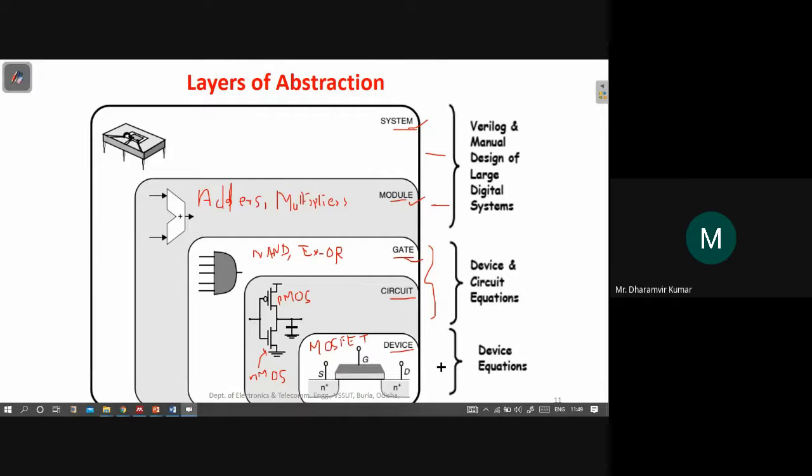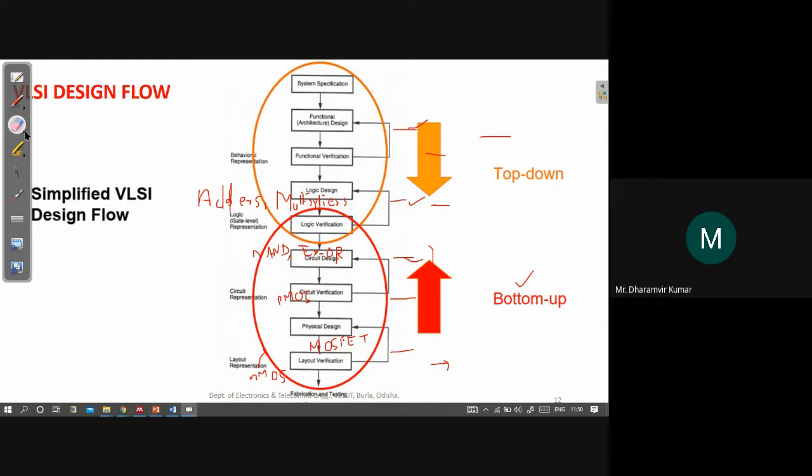So these devices, for example these MOSFETs, will be governed by their device equations. Then we will have the circuit and device equations for these layers. And for designing modules and systems, most of the time we will use some kind of HDL language, for example Verilog or VHDL, by writing the code in VHDL or Verilog, and then verifying those things from architecture. So those things are done here in the top layer. This is just an overview. When we move to the next slide, we see the simplified design flow.